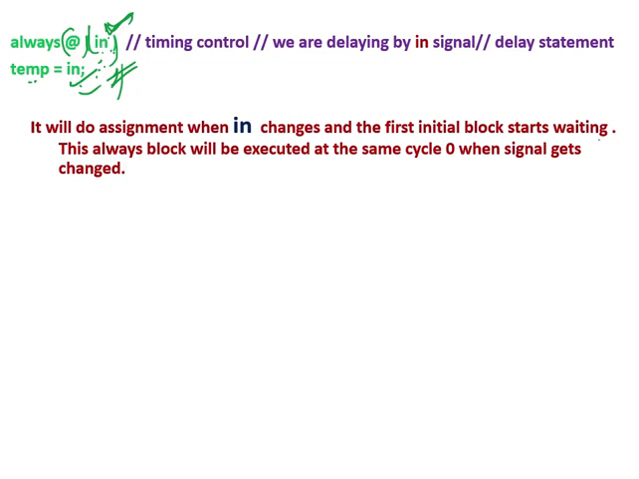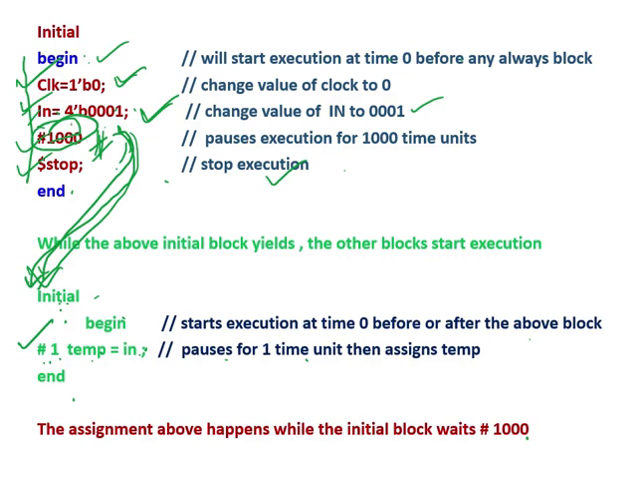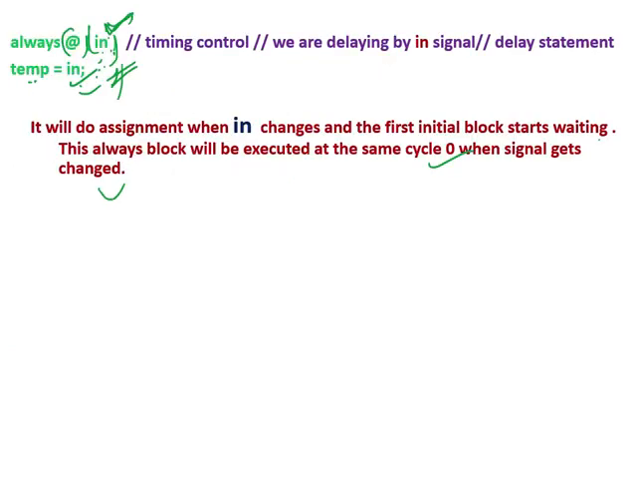The always block will be executed at the same cycle 0 when the signal gets changed, because in changes at 0 time step only: this in signal got 0001. So at 0 time step only, this always block will be evaluated and activated, and this in will be assigned to temp. So clearly it is synchronizing between different procedural blocks with this delay statement.